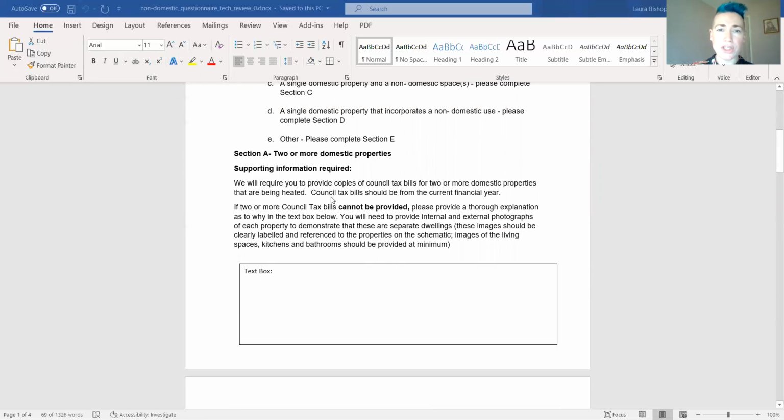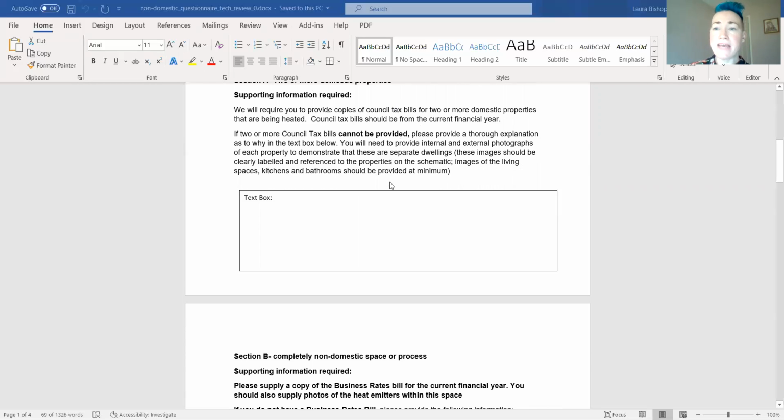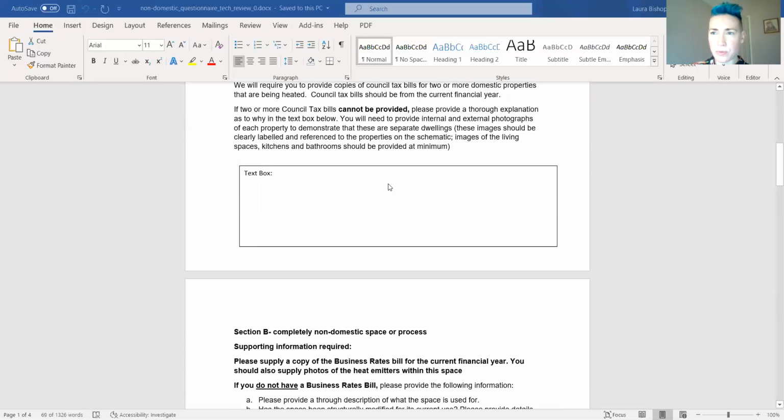So section A, 2 or more domestic properties. First thing is they require you to provide copies of council tax for 2 or more domestic properties that are being heated. If they cannot be provided, this is where you fill in the information. And the key things here are, why can you not provide a council tax bill?